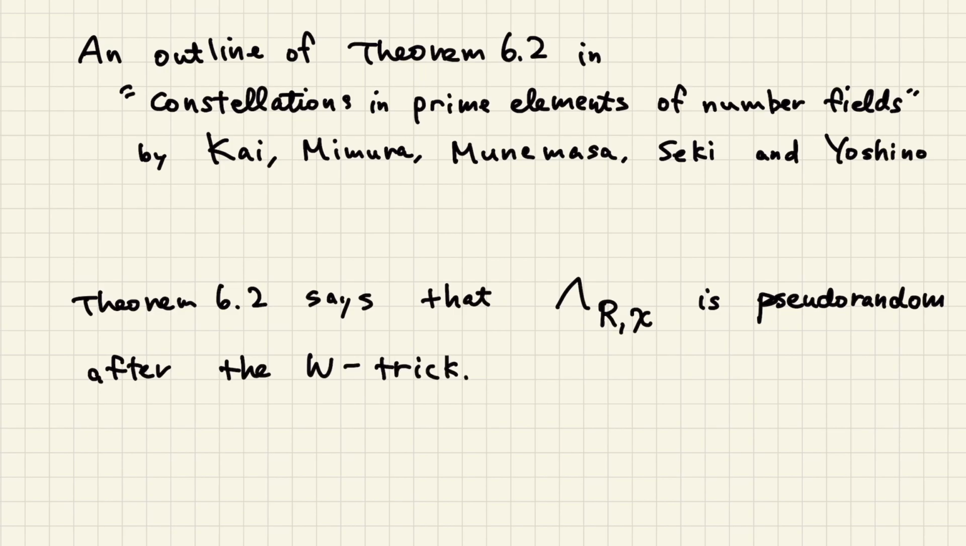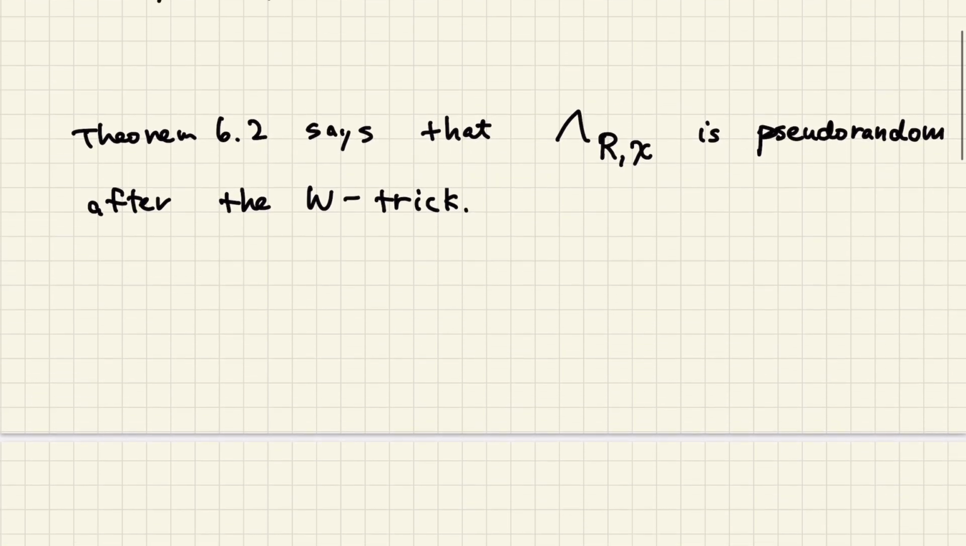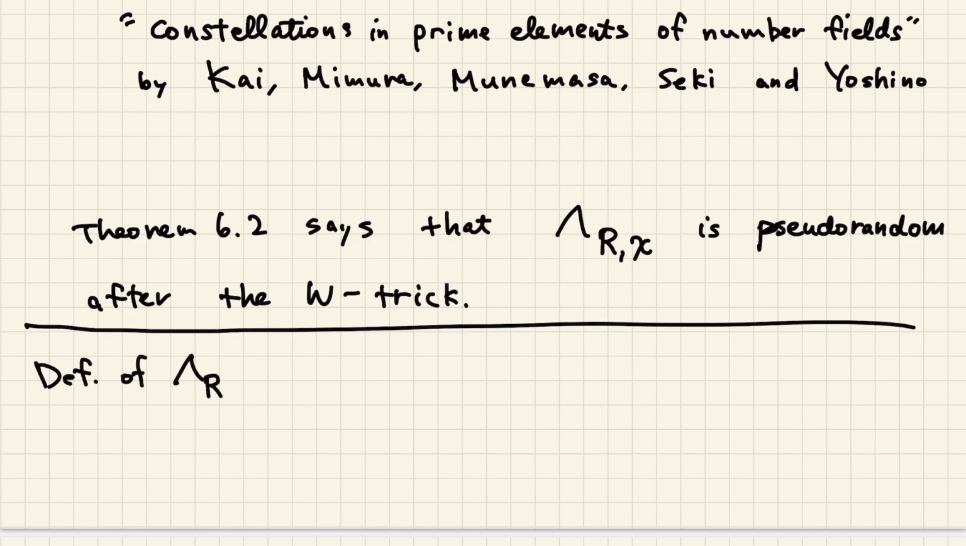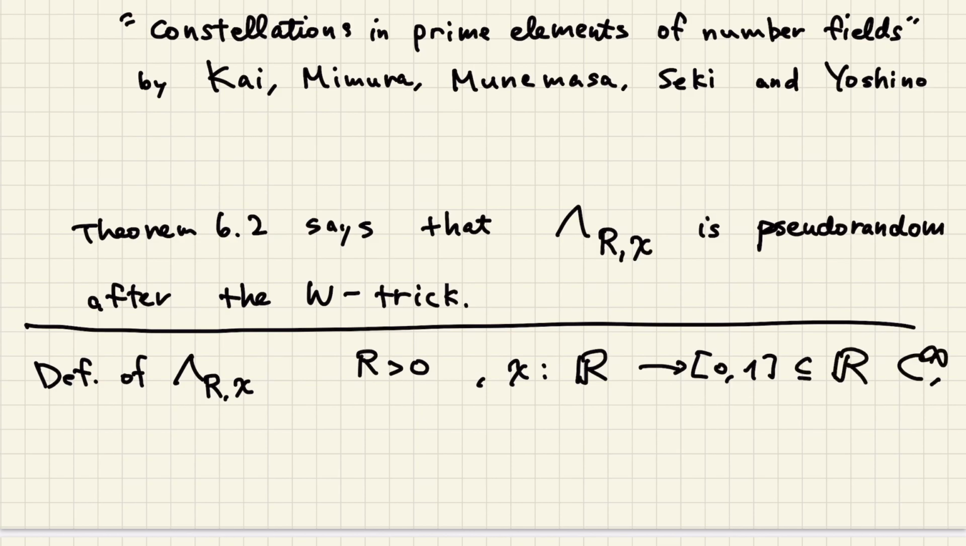So let's recall the definition of the modified von Mangoldt function and the statement of the theorem. Here is the definition of the von Mangoldt function. R is a positive real number and chi is a C-infinity function which has values between 0 and 1, and we assume that it has compact support. For normalization reasons it's convenient to assume that the support is between -1 and 1, and at the origin it should have positive value, but let's assume that it's 1. And then we define a function from non-zero ideals.